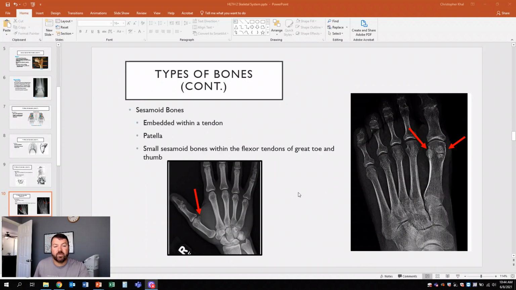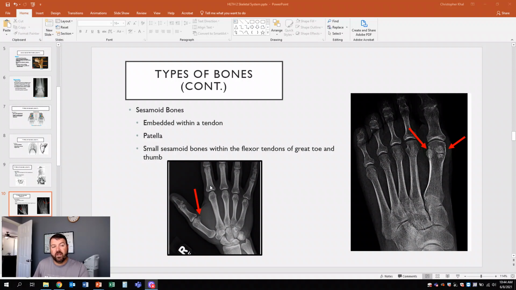The last one is your sesamoid bones. They're usually embedded within a tendon. The major one is your patella, or your kneecap. That is a sesamoid bone encased within your quadriceps tendon. If you straighten your leg out and don't contract it, you just let it relax, you can actually move your patella back and forth. You wiggle it a little bit.